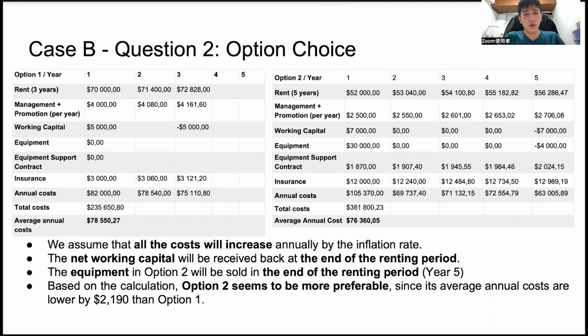The two tables are detailed costs of each year. We assume that all costs will increase annually by the inflation rate, and net working capital will be received back at the end of the renting period. And the equipment in option 2 will be sold at the end of the renting period, which is year 5. Based on the calculation, option 2 seems to be more preferable since its average annual costs are lower by $2,190 than option 1.